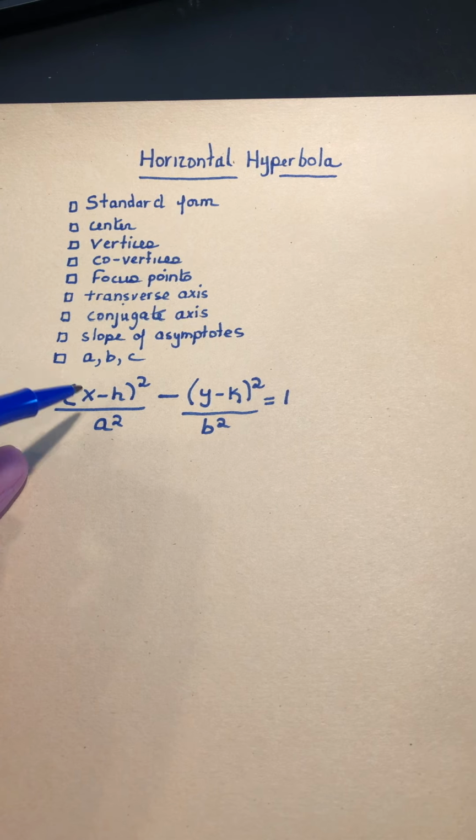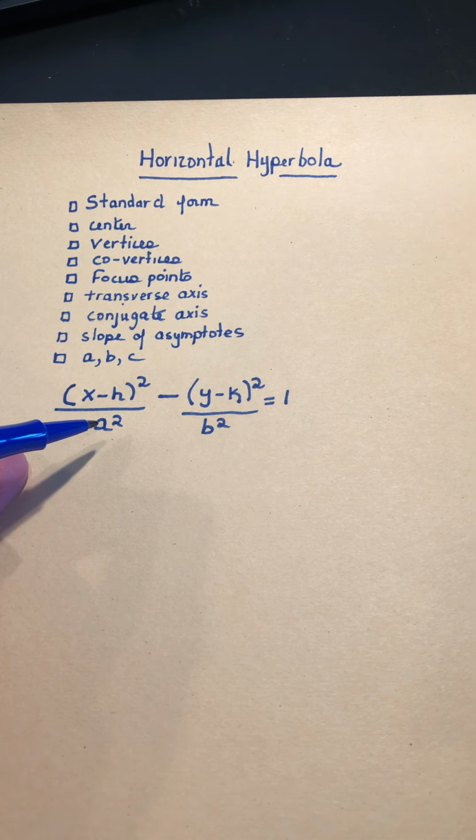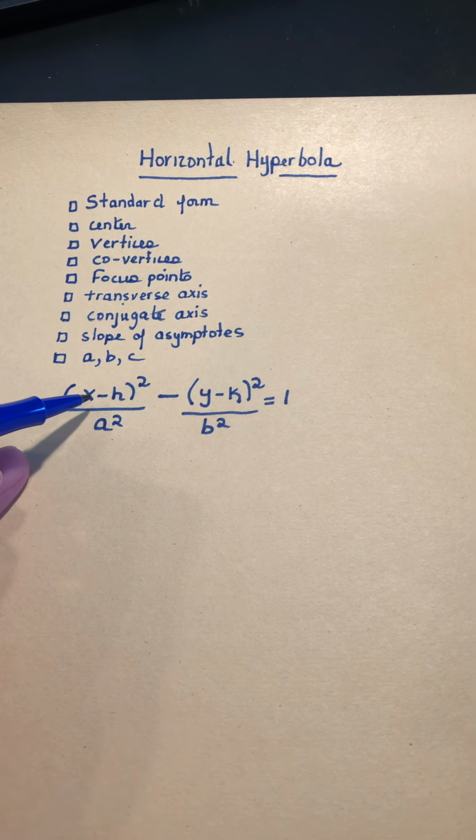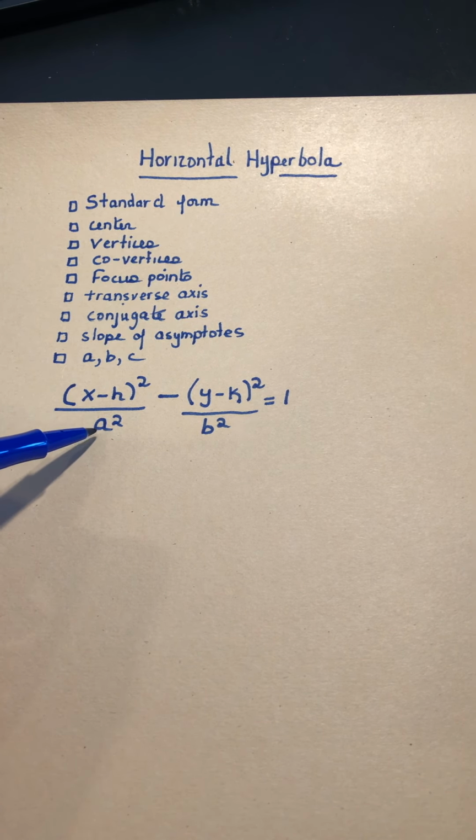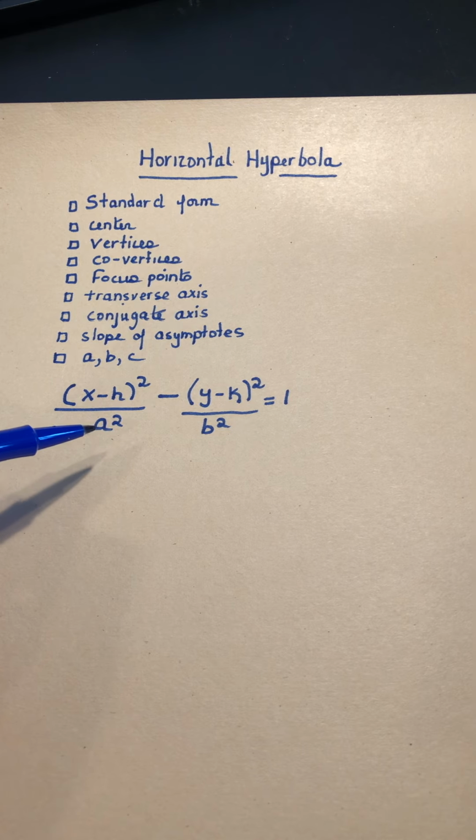The other thing you're going to want to note is that the a squared isn't necessarily the greater number. It's just that in the horizontal hyperbola, the a squared is always going to come first and be under this positive term, okay? So in a horizontal hyperbola, we'll always see this format, okay? So a squared could be big or small. It just always comes first, okay? This is different from the ellipse, remember, where a squared was the bigger number.